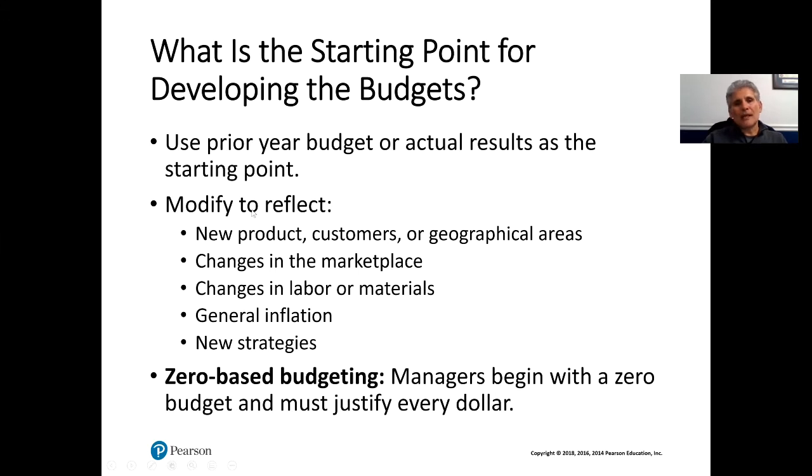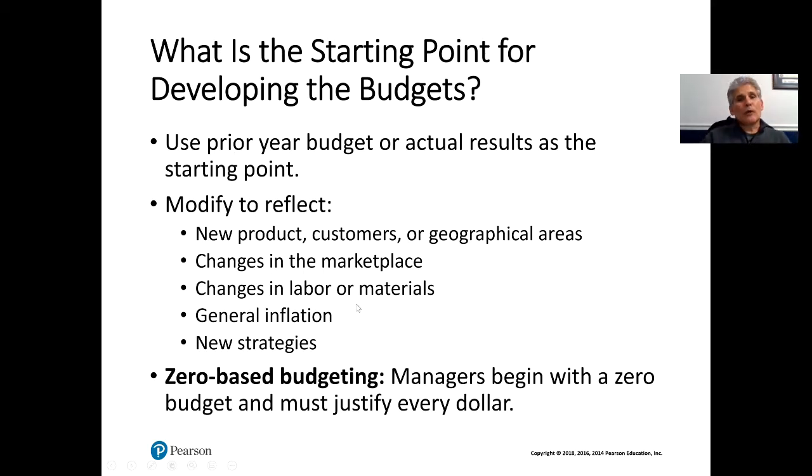But we may look at what we got and then modify it based upon new products, maybe new customers, new geographical areas, so that would be increases that we're anticipating. Maybe changes in the marketplace. So if the marketplace is getting better, then we'll move forward. If it's not getting better, then we'll look to see if we can reduce things. Changes in labor or materials, including the costs associated with that. General inflation, we have to take into consideration the fact that prices do go up. And then maybe we've introduced new strategies as part of our strategic planning, so we want to take that into consideration. So we'll start with last year's, and then we'll make some modification based upon these changes.